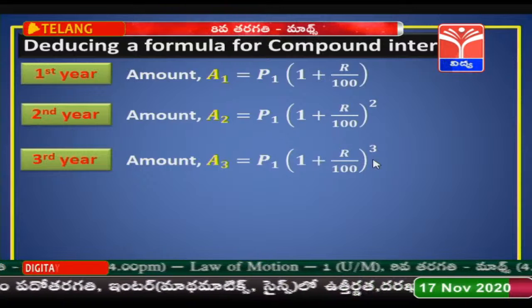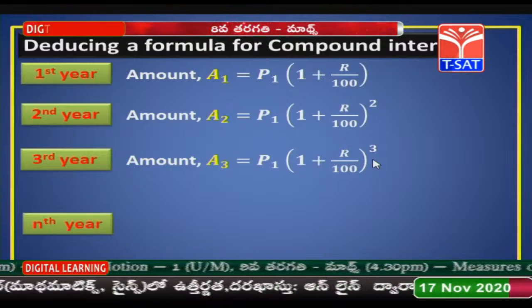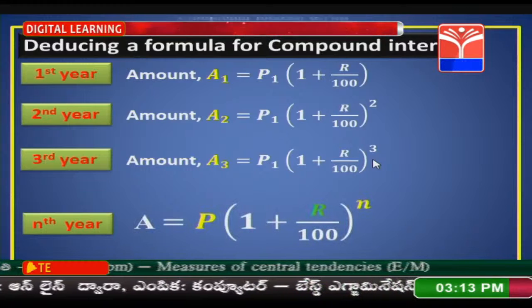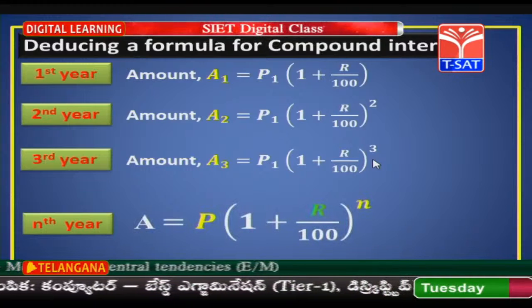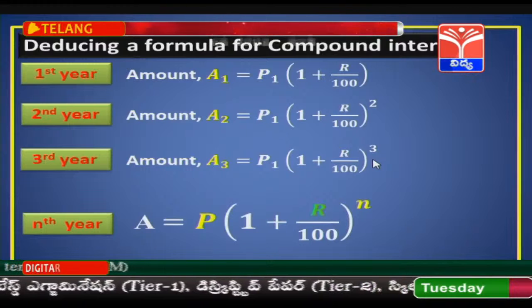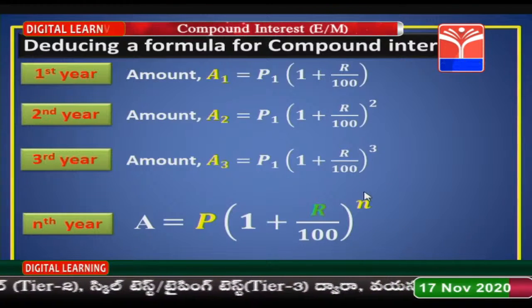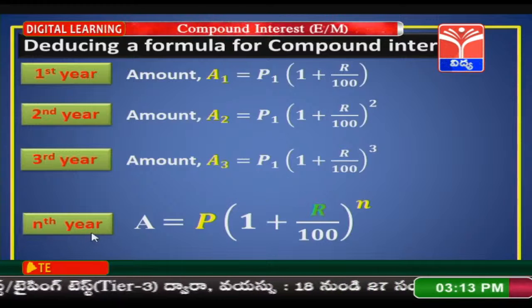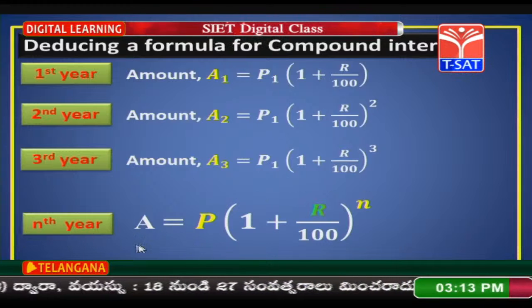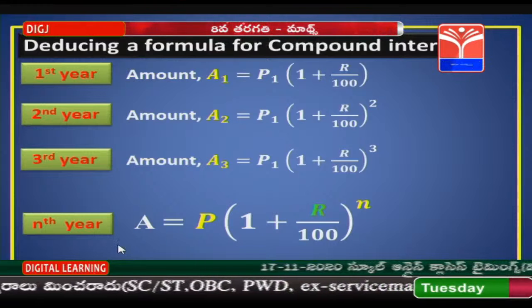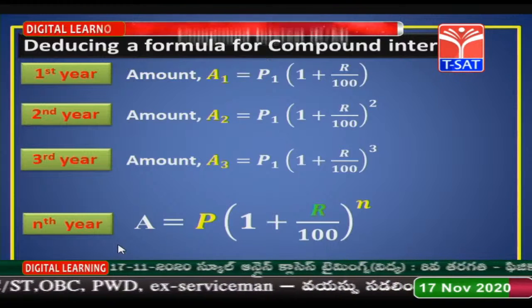Now, if we continue like that, after some n years, what will be the amount? That is right. An is equal to P into 1 plus R by 100 whole to the power of n. So, here this n is because after n years. So, this is the formula to find the amount in compound interest. I hope you have understood the formula, children.